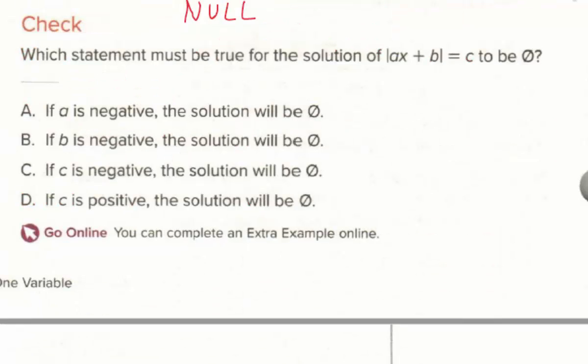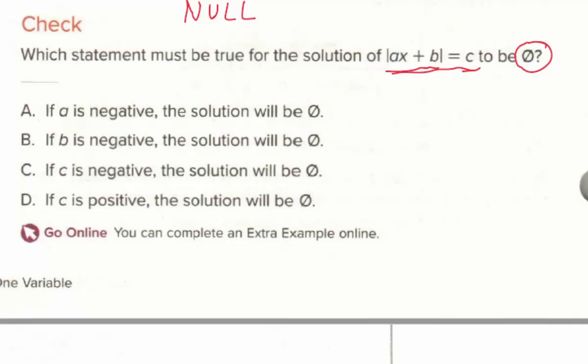Go ahead and pause the video for a moment, see if you can complete the check. Which statement must be true for the solution? Then we have a times x plus b in absolute value is equal to c, and we want it to be no solution. So which statement causes this equation to be no solution?